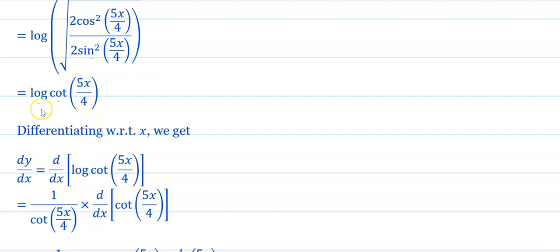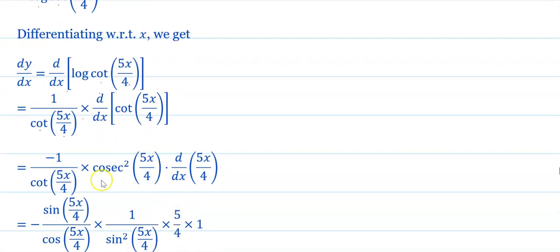Similarly here, the d/dx of log of cot of 5x/4 is 1 upon cot of 5x/4 into d/dx of cot of 5x/4. What's the derivative of cot x? Minus cosec square x. Similarly here, it's minus cosec square 5x/4. But here again it is a composite with 5x/4, and hence into d/dx of 5x/4. 5/4 is a constant, and hence the derivative of x is 1.